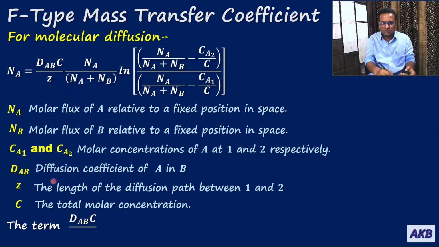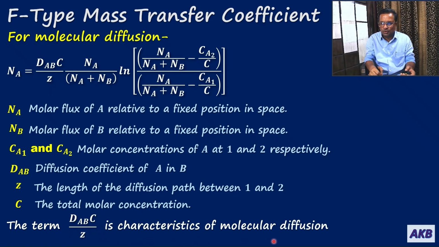Now in this equation, which term? dAbC upon Z. What is the significance of this term? This term is characteristic of molecular diffusion. So this term dAbC upon Z characterizes molecular diffusion. When you replace it with a parameter that characterizes turbulent diffusion, then you can use this equation for finding the rate of mass transfer in turbulent diffusion. And the parameter that is going to replace this group is nothing but the F-type mass transfer coefficient.